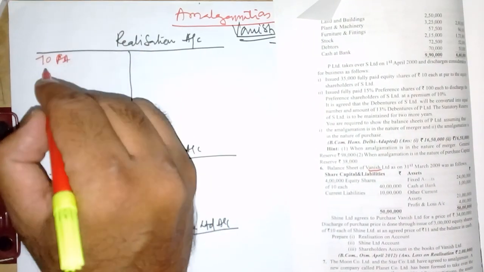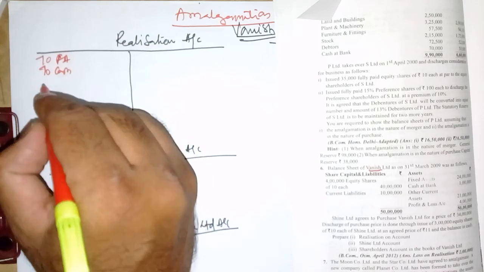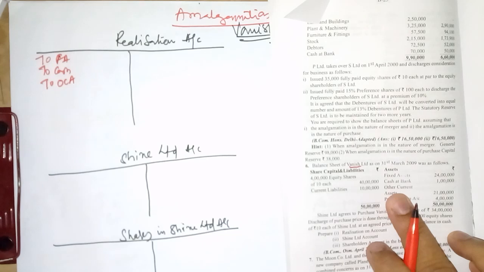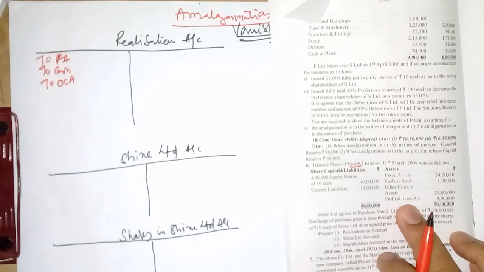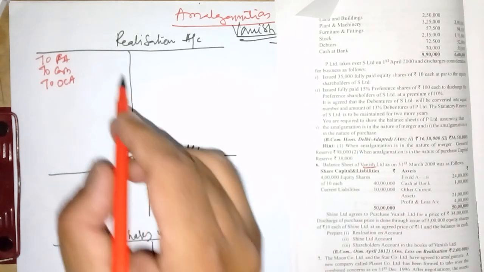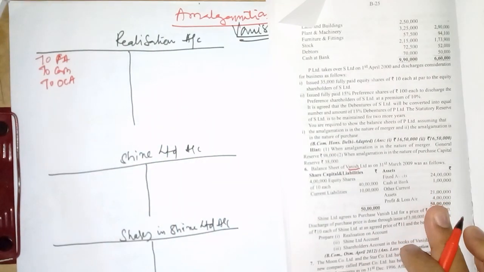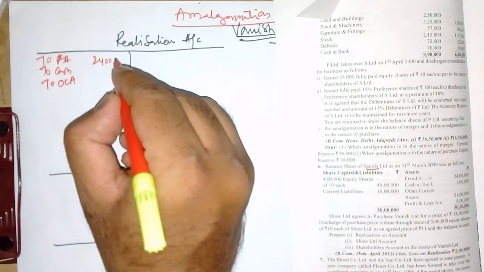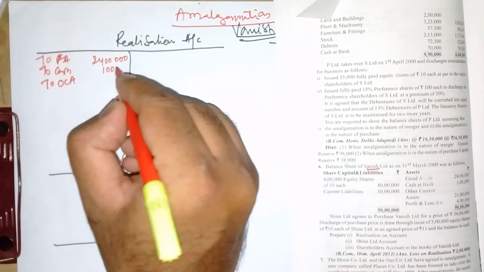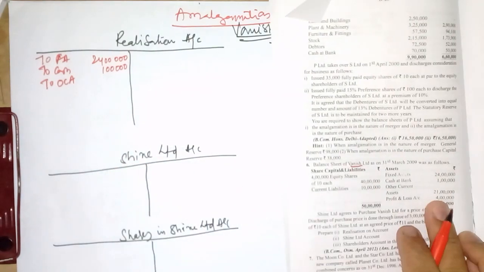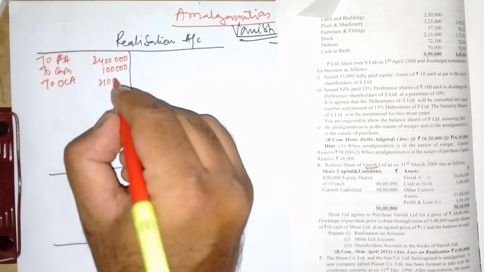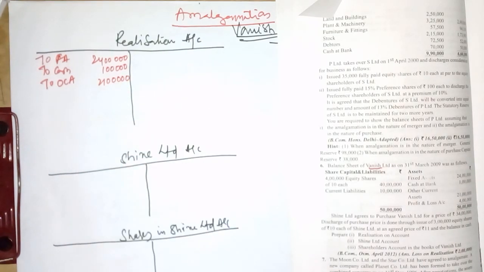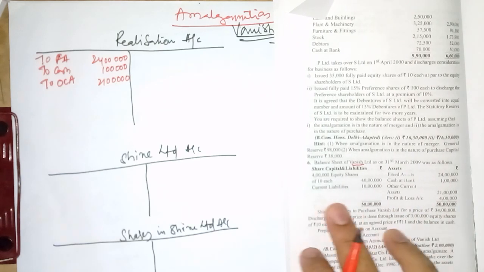So fixed assets, cash, other current assets, OCA. I have written the abbreviation for other current assets, right? So I will not take the P&L account. Clear? So directly I will be taking 24 lakhs, 1 lakh and 21 lakhs, right?